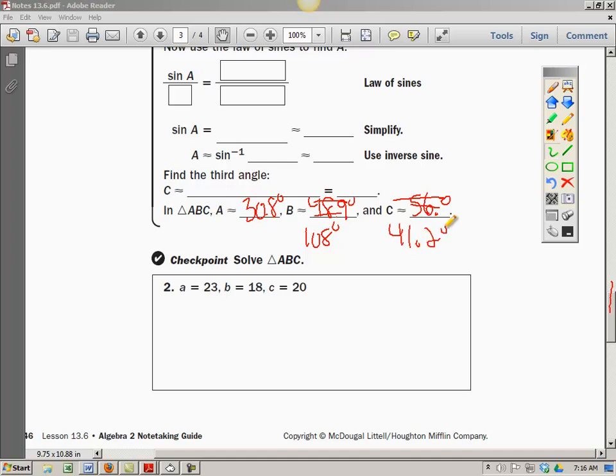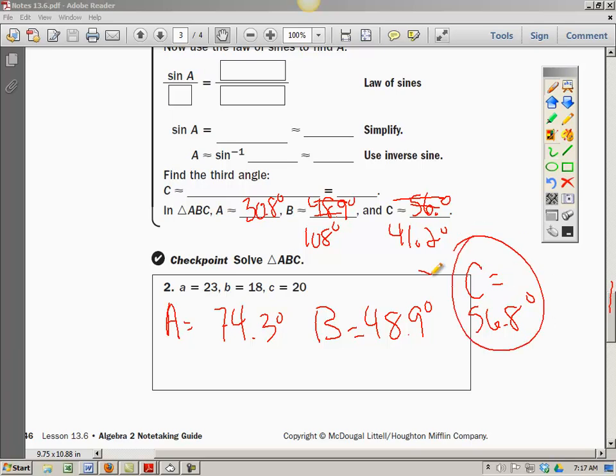So, all right. For the next triangle, if you want to work this one out, I'm not going to take the time to work it out in the video to expedite some things here, but you should end up with A is 47.3 degrees, B is 48.9 degrees, and C is 56.8 degrees. If you get those three angles, I want you to try to work that problem out, but those should be the angles that you come up with.